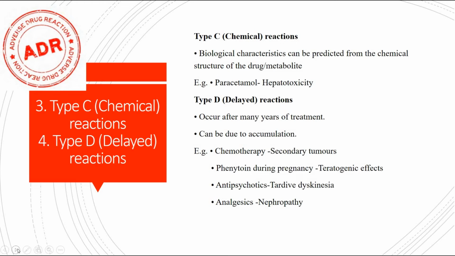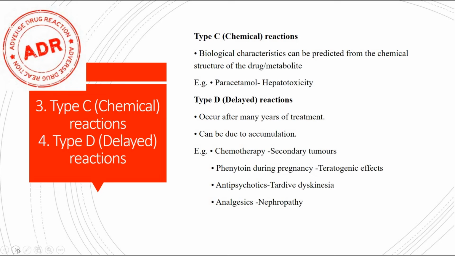Next is the type D, that is delayed reaction. In this delayed reaction, what we are seeing that over years and years, means after a prolonged treatment due to accumulation of the drug, this type of reactions are occurring. So the most prominent example is the chemotherapy. Any chemotherapeutic drug, as it has been used for years, you can see permanent adverse effect like hair loss, then yellowish coloration of teeth, such problems you can see.